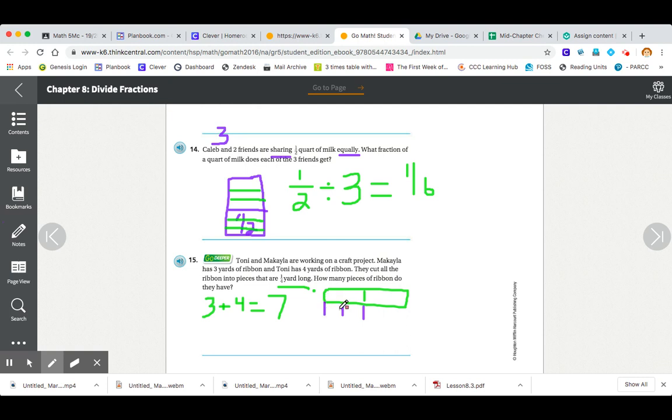So then I have to think, how many fourths are in 7 yards? So if there's 4 fourths in 1 yard, then how many fourths in 7 yards? Think about it for a moment. There are 4 fourths in 1 yard. So how many fourths are there in 7 yards? 4 times 7 is 28. So 7 divided by 1/4 is 28.